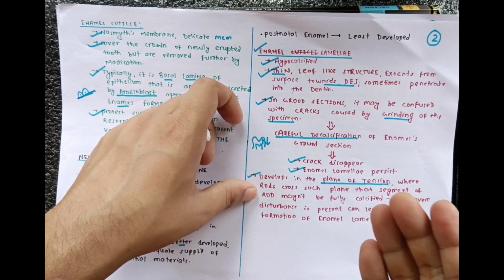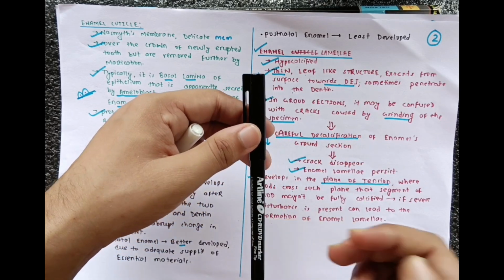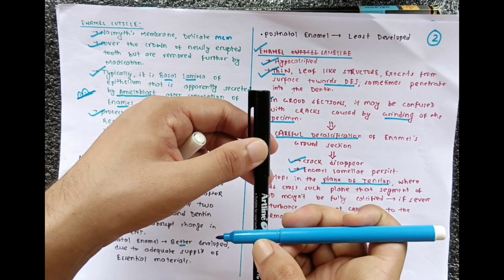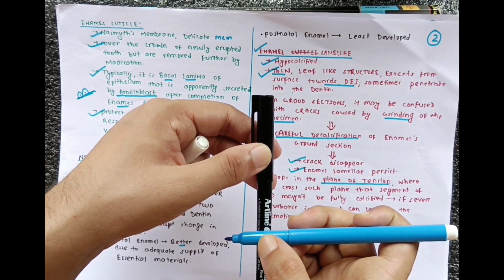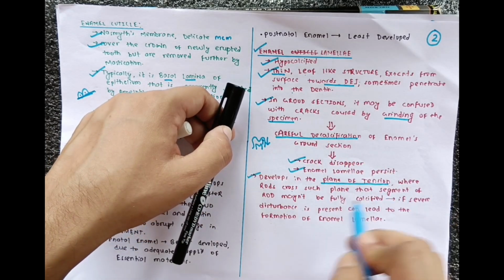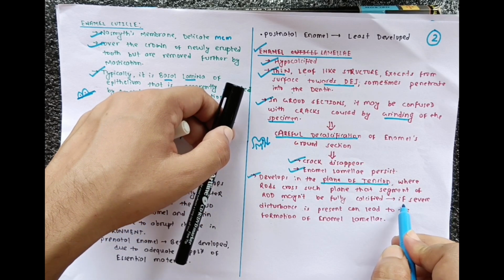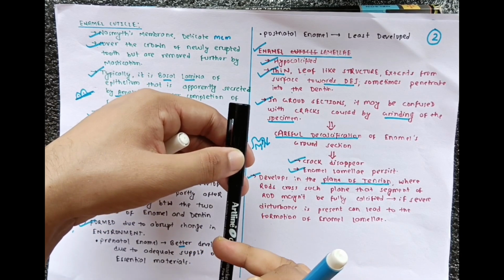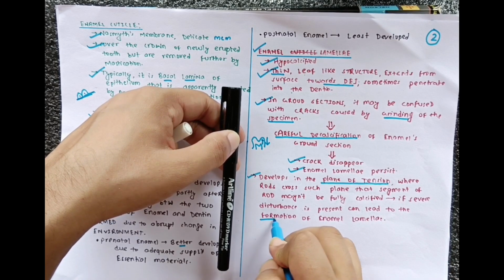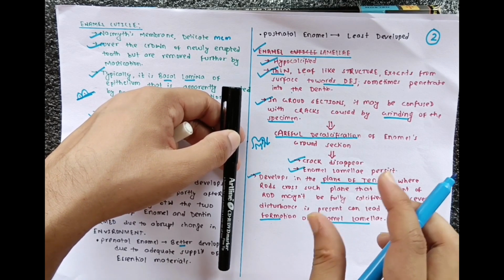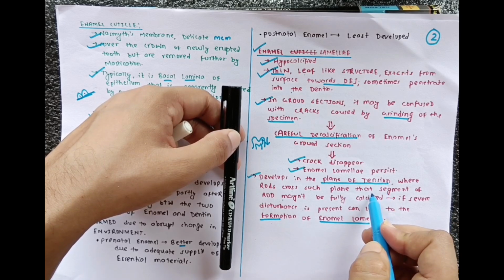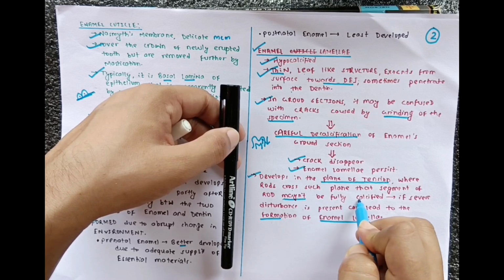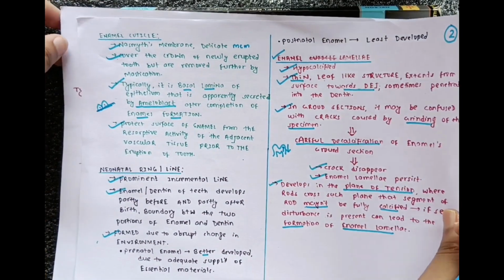So if you think of it as a plane, when the rod crosses this plane, the portion that is crossing the plane may not be fully calcified. If there is a more severe disturbance in this plane of tension, then it can lead to the formation of enamel lamellae. Simply, they are those rods that cross the plane of tension and remain as a less calcified structure.